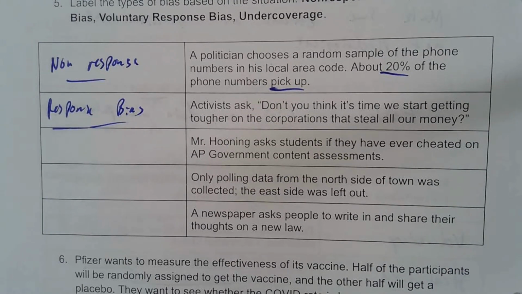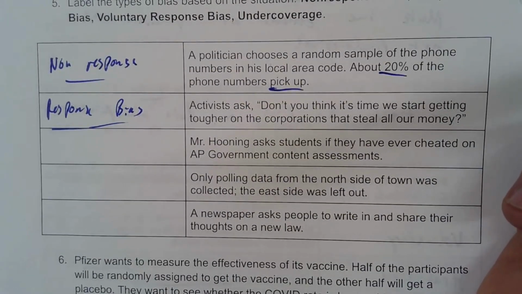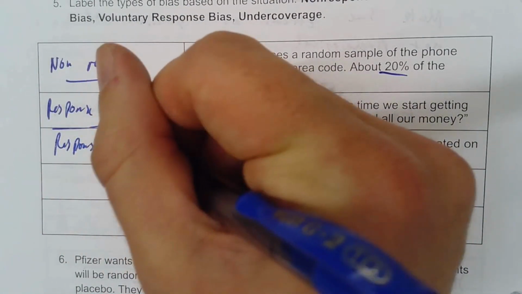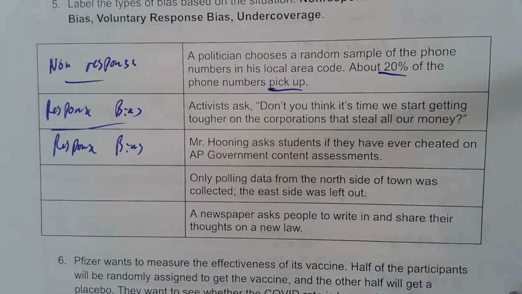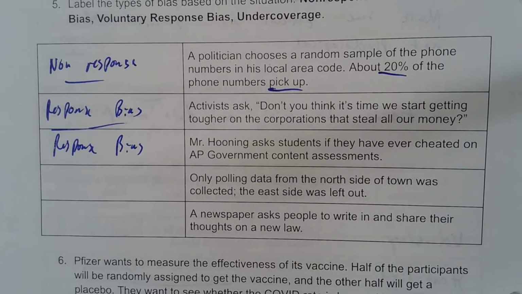Mr. Honing asked students if they ever cheated on an AP Gov content assessment. This is also response bias. Because it's who's asking it, right? He's asking it. It's gonna be hard to see. People might lie, basically.